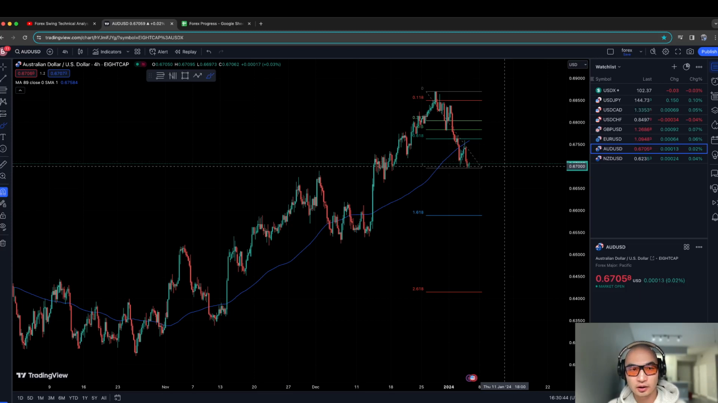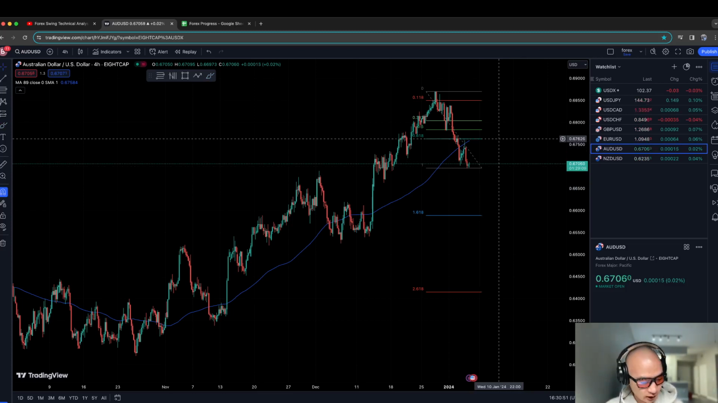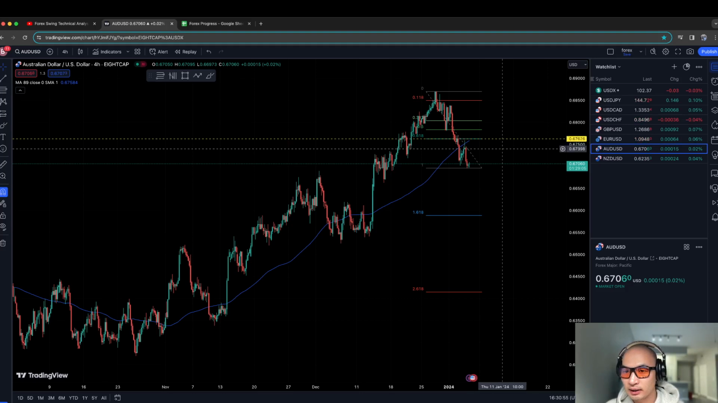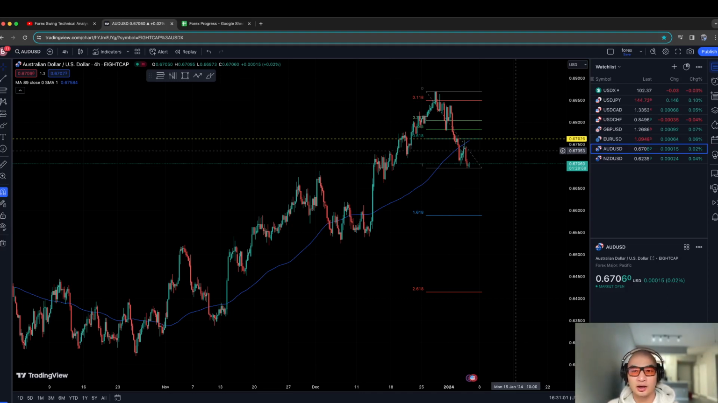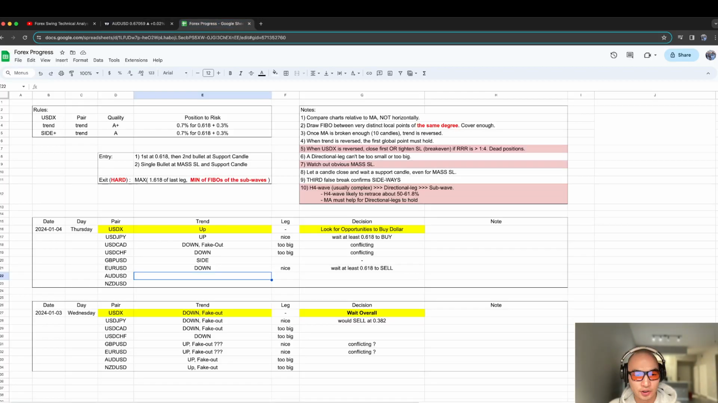Okay, for the Australian dollar, for Aussie, the trend is down, and again we need the retracement at least into 0.61, and I need it to retrace at least 0.668, then I will start selling Aussies. Okay, the same story here. The trend is down. Nice, the leg was nice. Wait at least to sell. Okay.